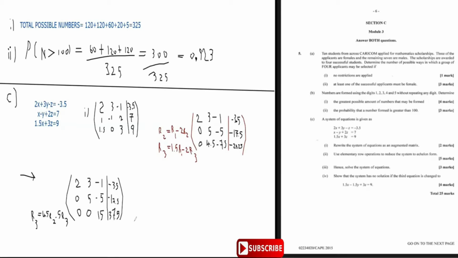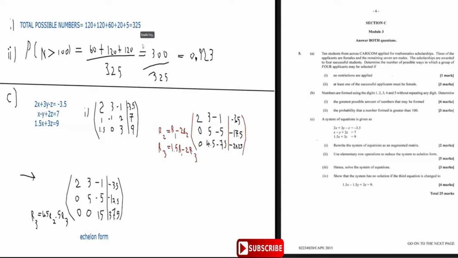37.5. All right, so that's that. What's the next part of the question? So that's finished. All right, so finish this now. So we use elementary row operations to put it in echelon form. So this is it in echelon form.